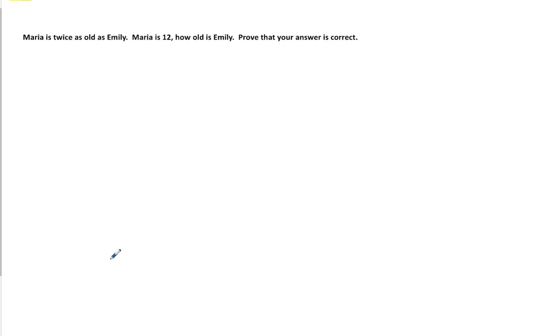Maria is 12. How old is Emily? Prove that your answer is correct. When you see "prove that your answer is correct," that means you need to write an equation and solve the equation to show Emily's age. So remember, with these types of problems, we always start with what we know. We know Maria is 12, and since she's twice as old as Emily, that means Maria is older. So I would have to divide by 2, because she's twice as old, in order to find Emily's age.